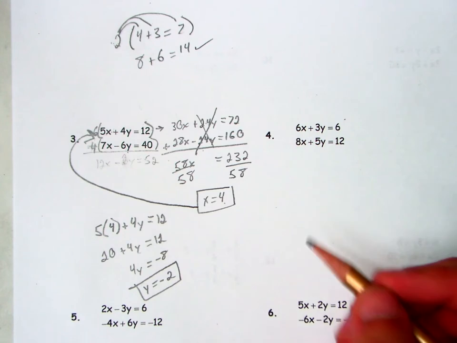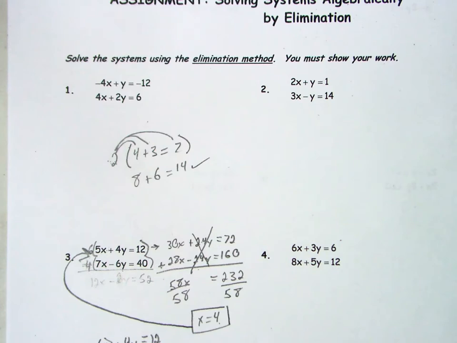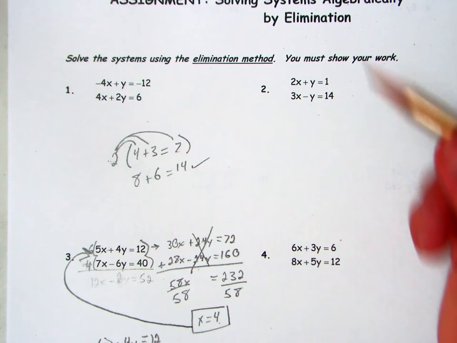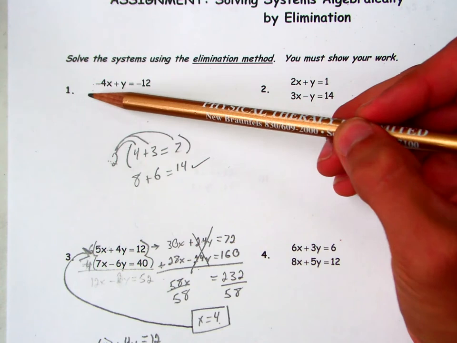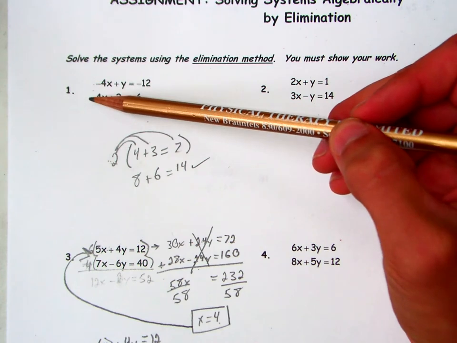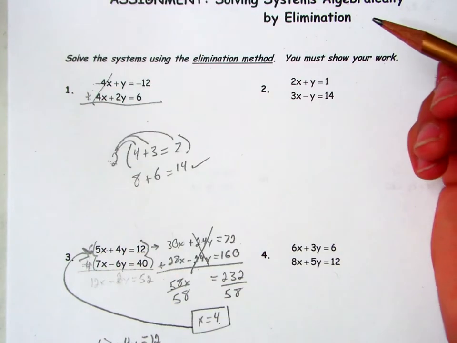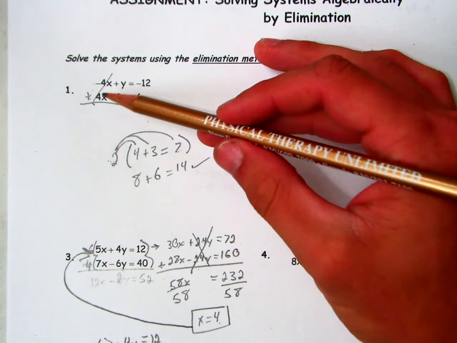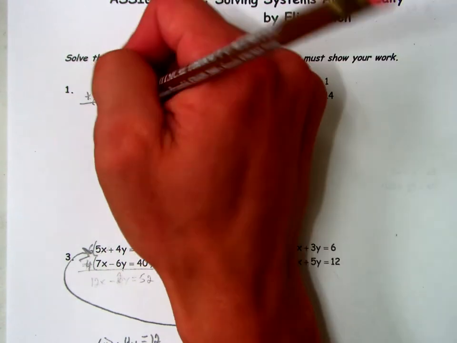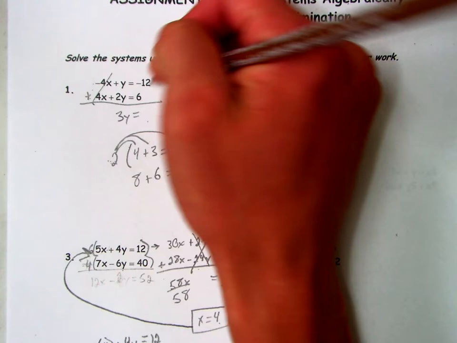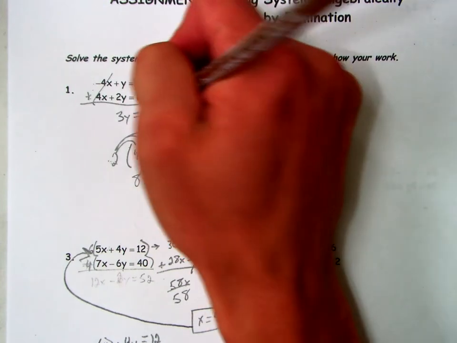Okay, let's look at number 1 real quick, and I'm just going to pause and let you think about it for a second. Why would number 1 be so easy to solve? Number 1 is really easy to solve because you don't have to multiply the top equation or the bottom equation by anything. By adding them just as they are, you're going to have these 4x's cancel out. You've got a negative 4x on top, positive 4x on bottom, they cancel. So then I've got 3y equals negative 12 plus 6, which is negative 6.